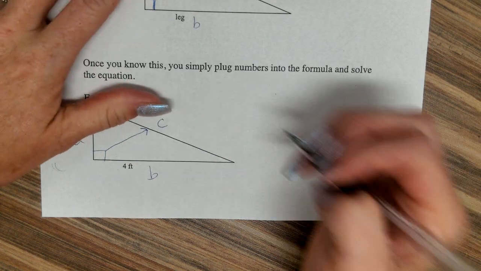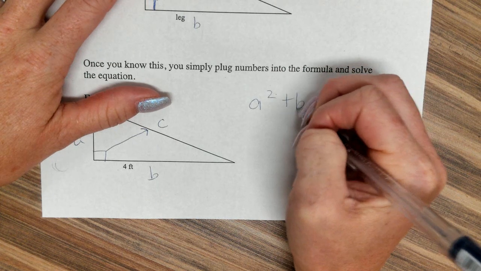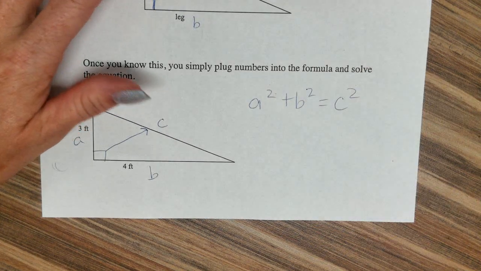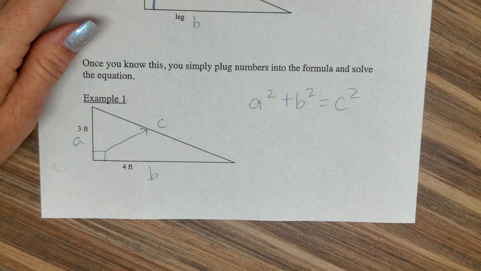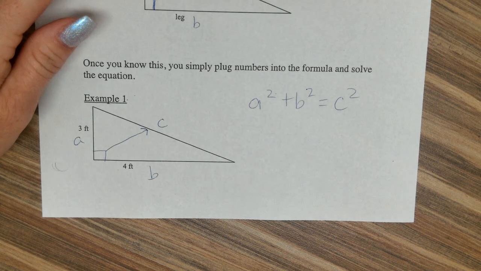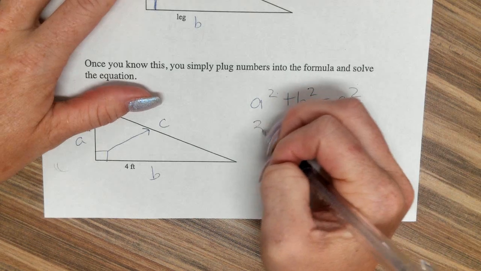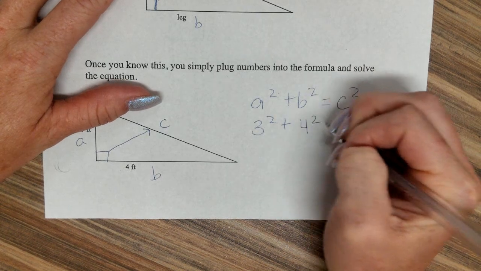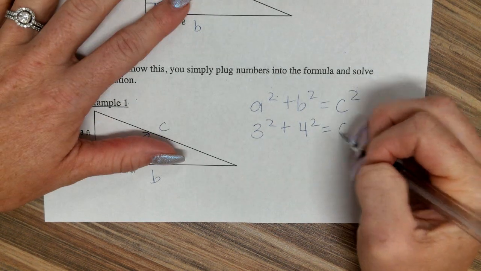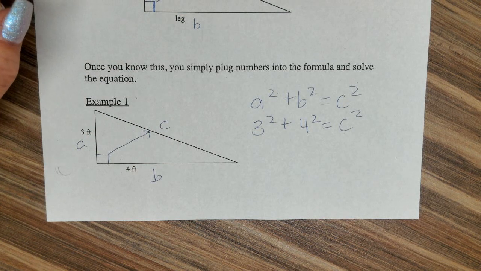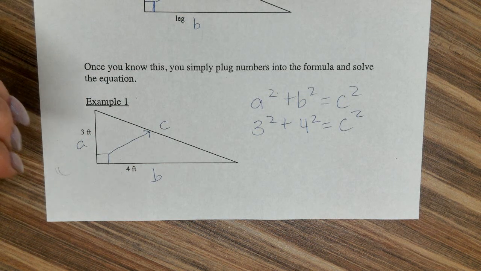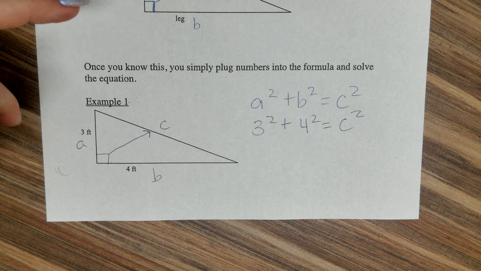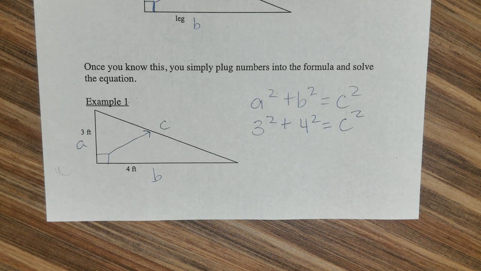Then you simply write your formula: a squared plus b squared equals c squared. And you plug in what you know. We know that a is 3, so I say 3 squared plus, we know that b is 4, 4 squared, and we don't know c, so we just say equals c squared. When you're solving for c, you add. When you're solving for a or b, you subtract.